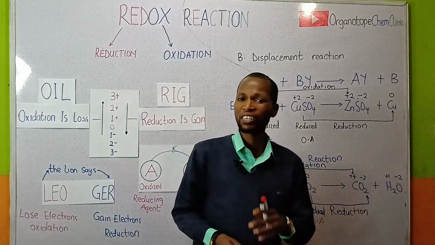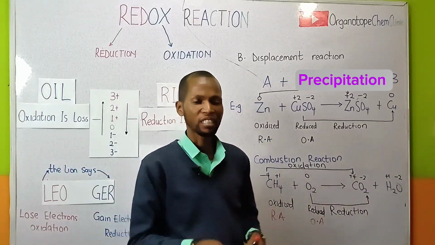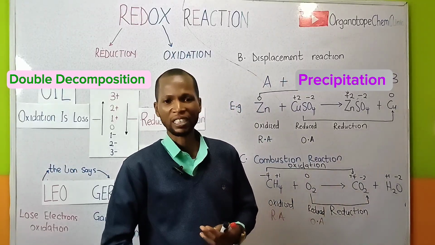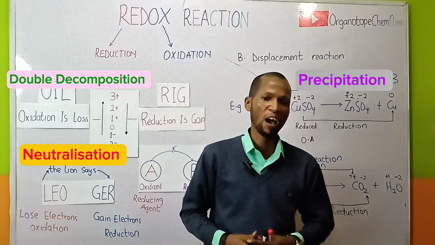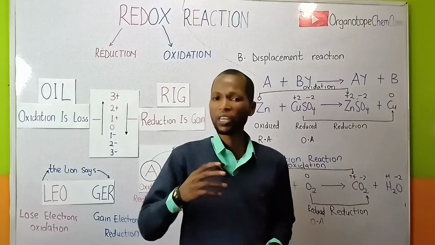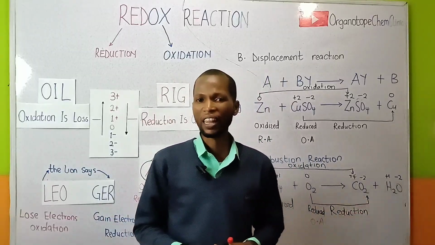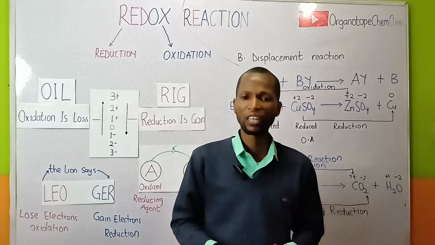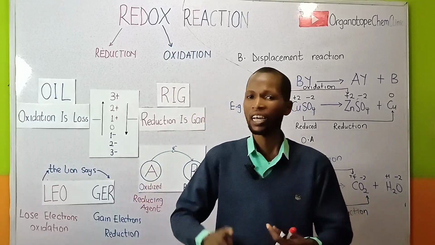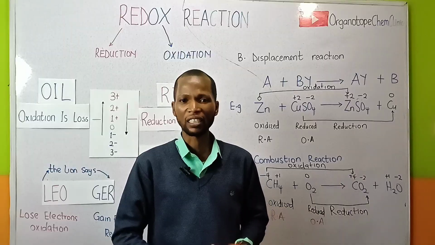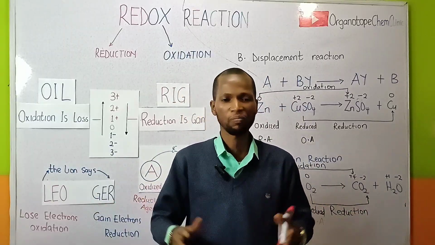So I would like to give you another exam tip. Note that in precipitation reaction, double decomposition reaction, and neutralization reaction, there is no transfer of electron. That is, we do not have exchange of electron. Since there is no transfer or exchange of electron in precipitation reaction, double decomposition reaction, and neutralization reaction, these reactions are not redox reactions. Make sense?